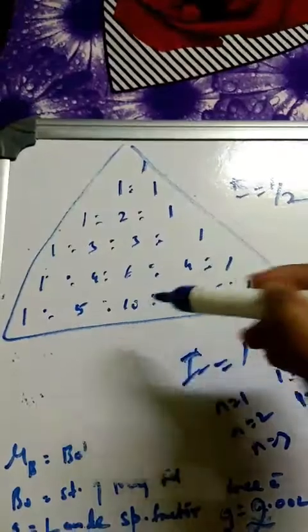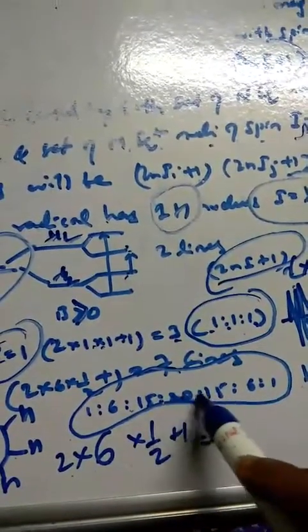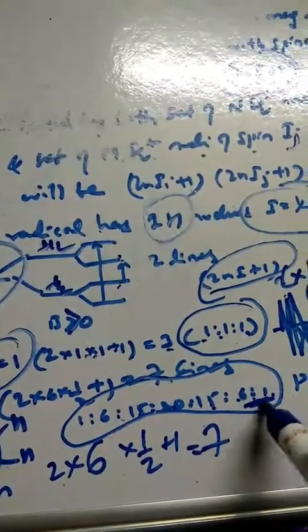Now next is what I said to you, that for 7, this becomes 1, 2, 3, 4, 5, 6 lines, then the 7th I have given here, that is 1:6:15:20:15:6:1, 7, 6 plus 1, 7. So this is how we have to remember.